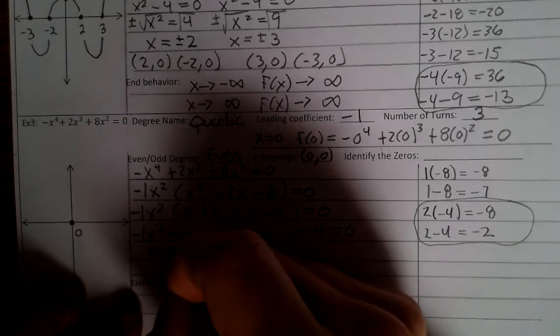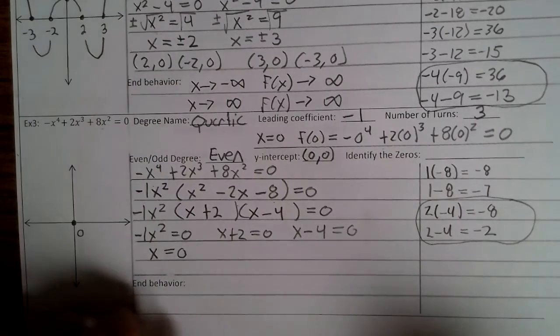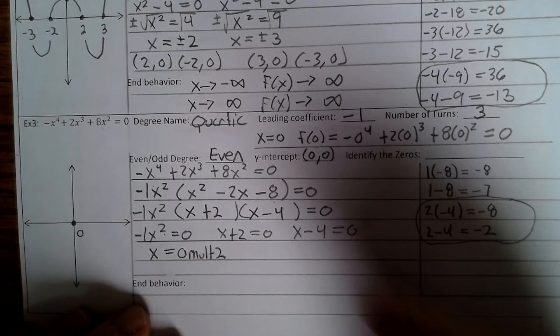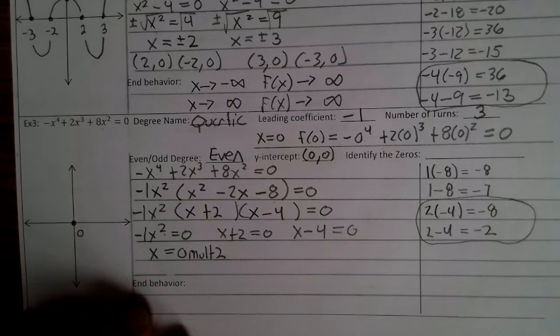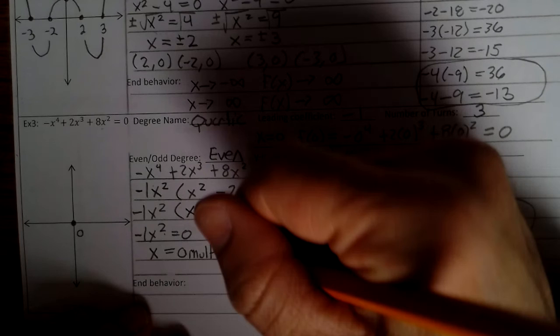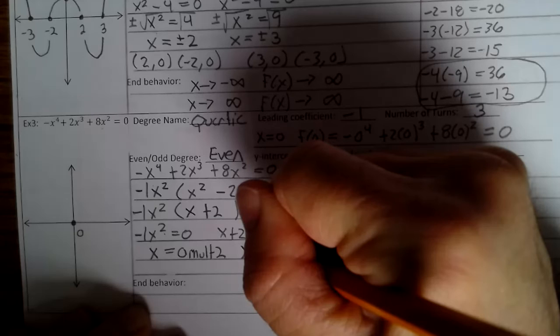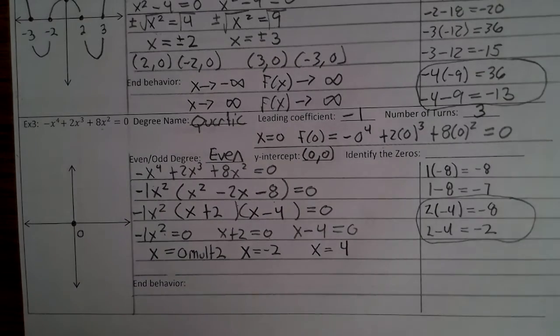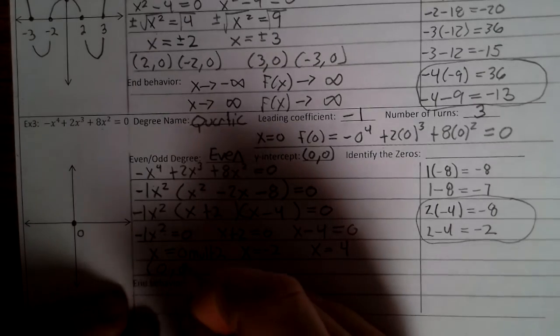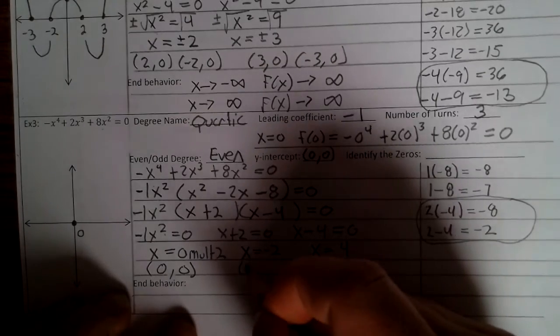So here we subtract 2 from both sides. So x equals negative 2. And add 4 to both sides. And x equals 4. So your x-intercepts are 0, 0, negative 2, 0, and 4, 0. Okay, so we already have the 0 there, negative 2, and 4.